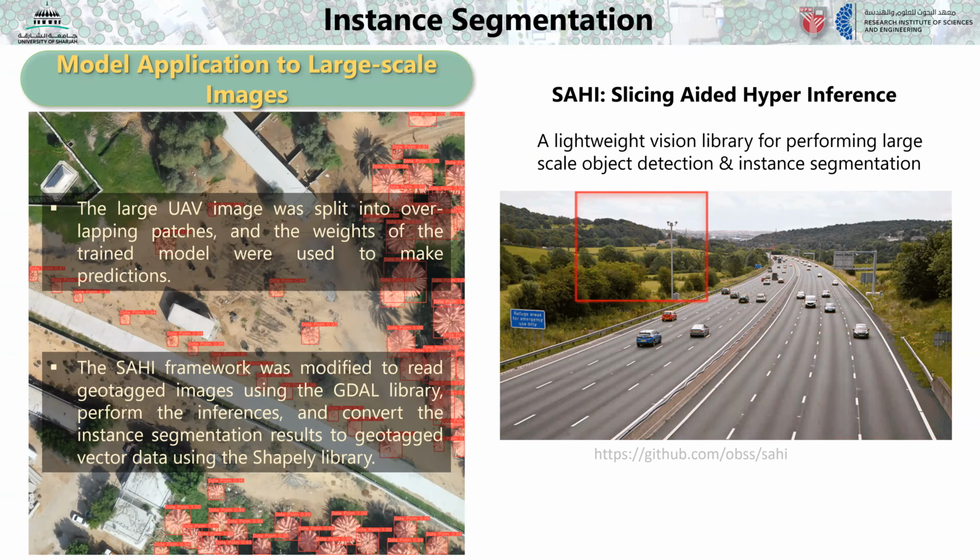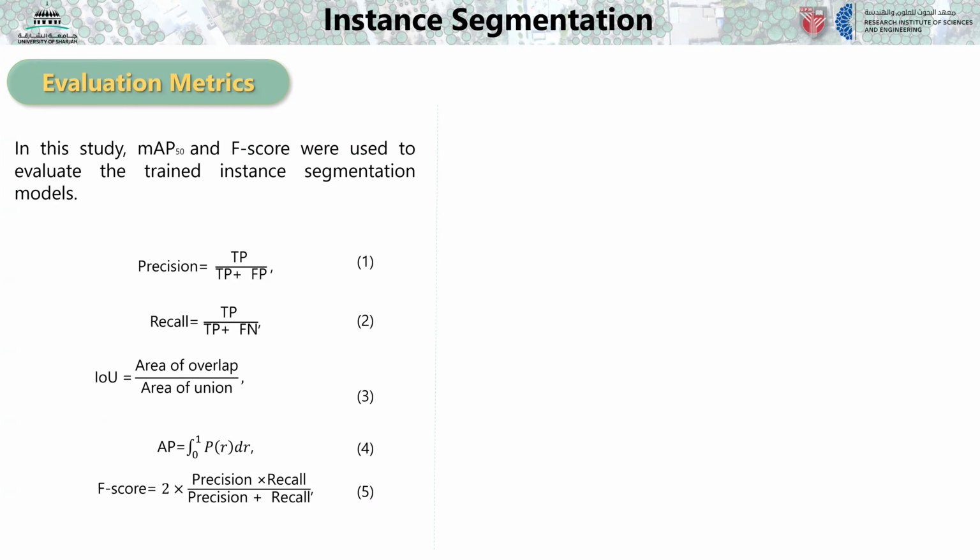This model reads geotagged images with the coordinate system using the GDAL library, subdivides the image into tiles, reads the images as a list, and for each image it performs the inference, and it converts the instance segmentation results into vector data to be used in any GIS database. So to evaluate the model, here we have used common instance segmentation or object detection metrics such as mean average precision and F-score.